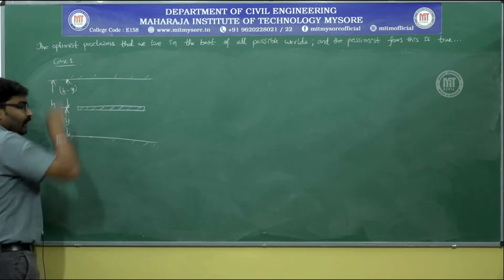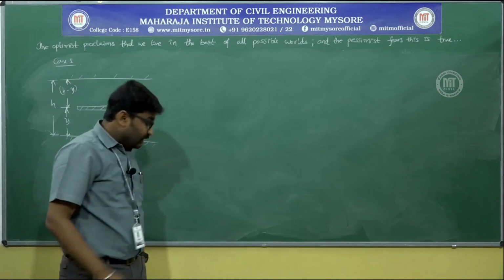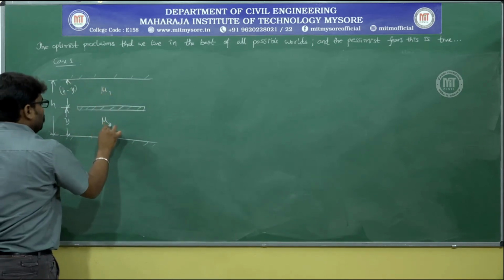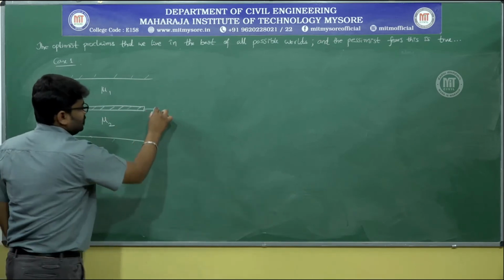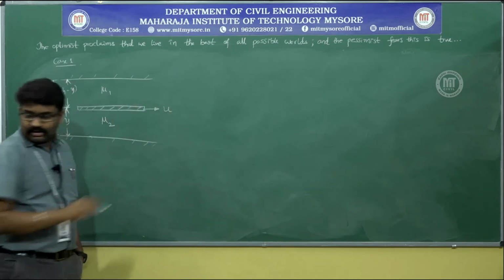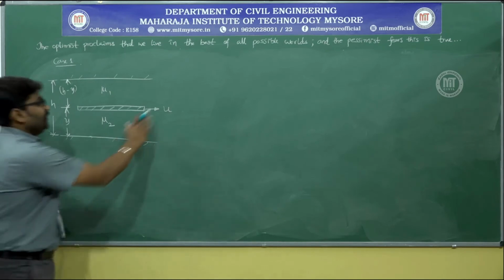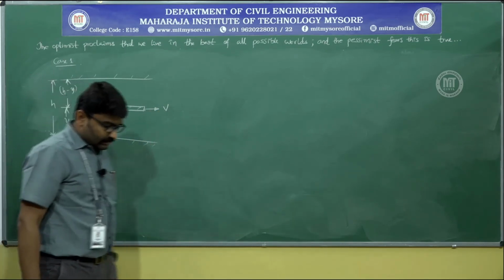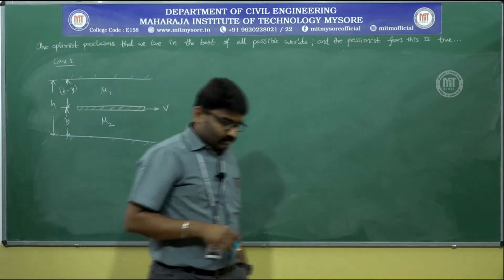and hence the remaining part must be equal to h minus y. So, for case 1, and also here the liquid is having viscosity mu1, here it is mu2, it has to be pulled with a constant velocity. If I am not wrong, it is v, not u. It has to be pulled with a velocity v. Now you take the case 1.